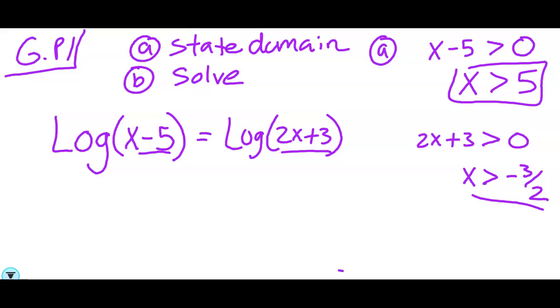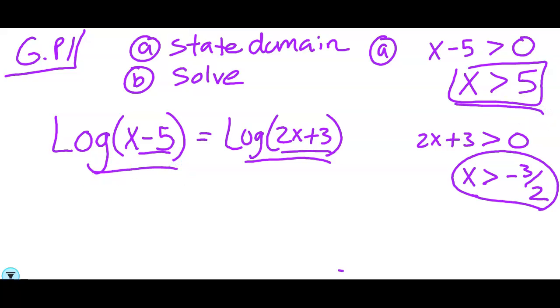Yeah? Wait, so if you got like 3, would that be wrong because it's not greater than 5? You're right, yeah. So he's asking a good question. He said, what if you got 3? Because 3 is bigger than this, right? So that would work for this logarithm, correct? But is 3 bigger than 5? It won't work for this.